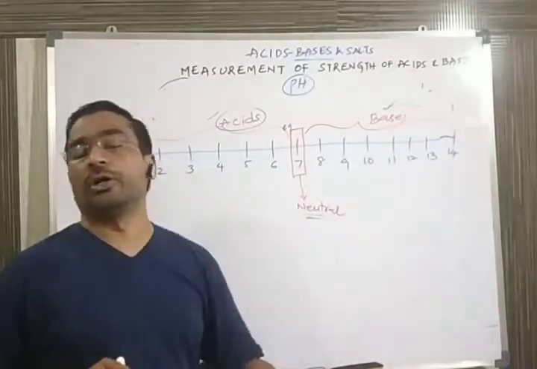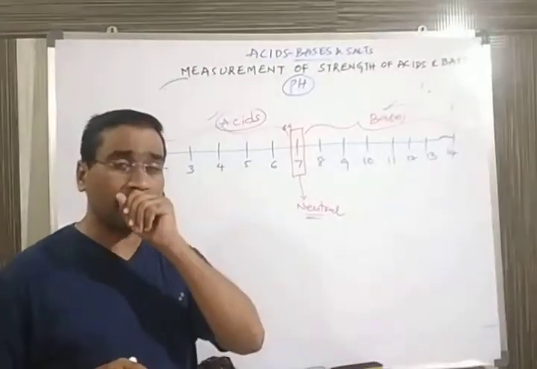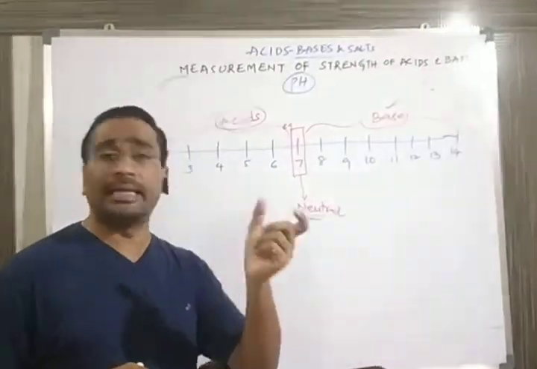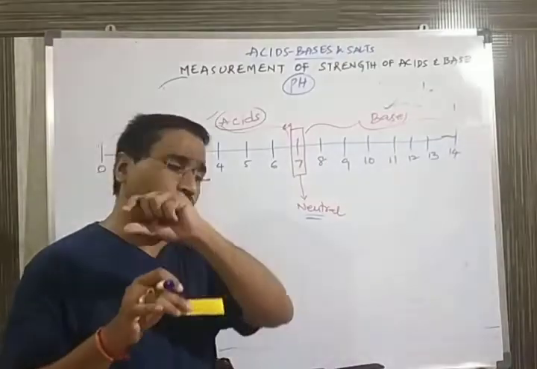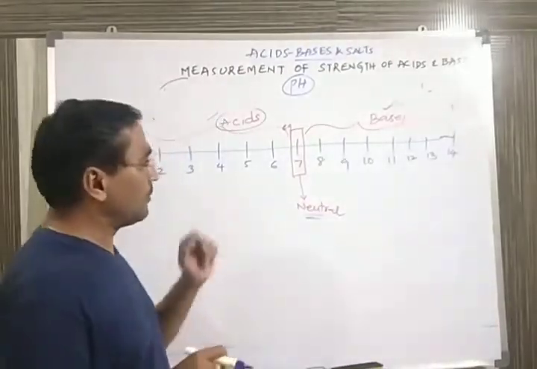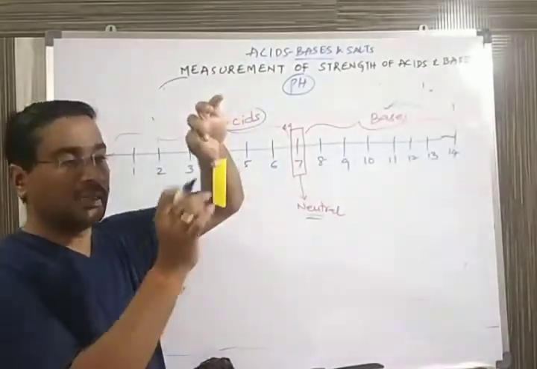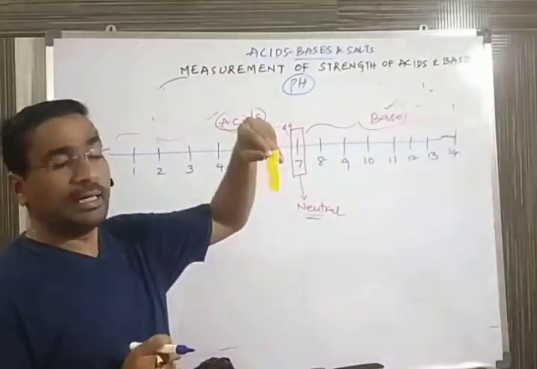In the meantime, you can also search on Google for pH scale colors. If you type it, it will automatically show the total colors. 14 colors will be there. So in that, suppose you are dipping, and the color is a light yellowish color.